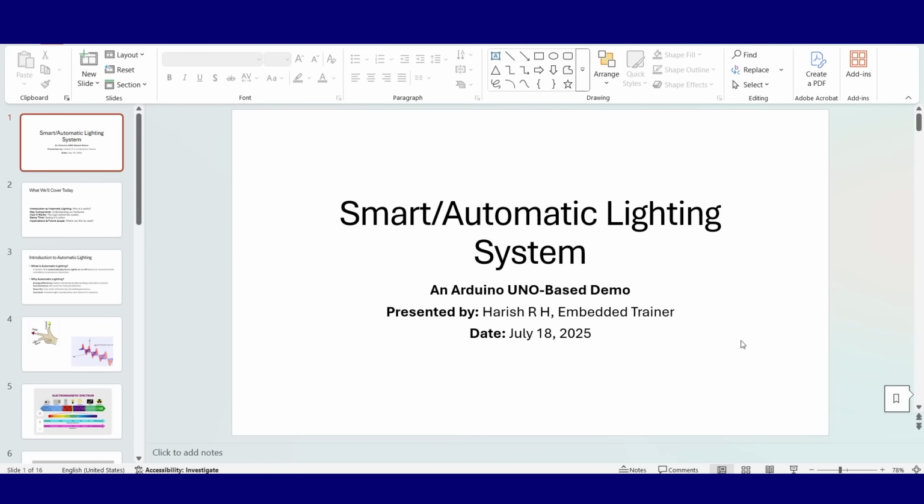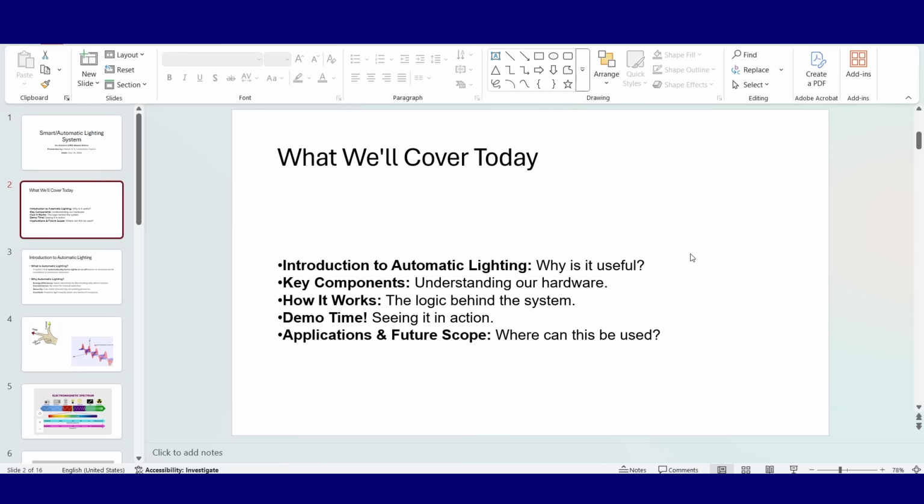Smart automatic lighting system using an Arduino UNO board. So what we will cover today: we'll cover an introduction to automatic lighting system, why it is useful, what is a lighting system, what is automatic lighting system, and why it is useful in terms of automatic or making it smart. That we will learn today.